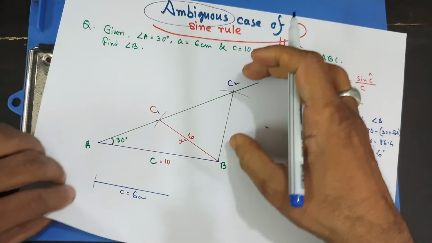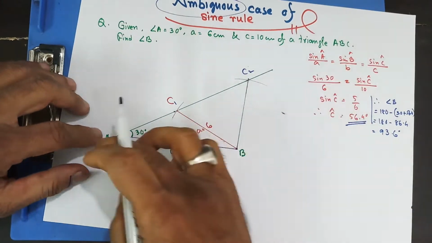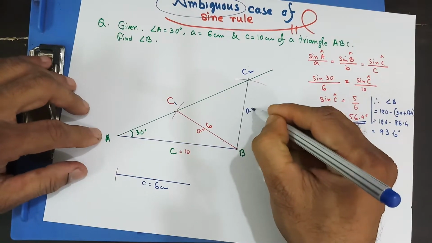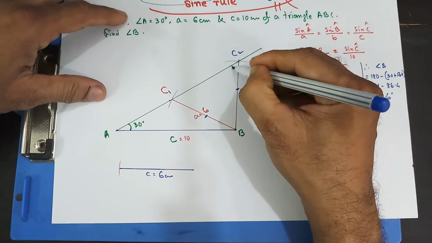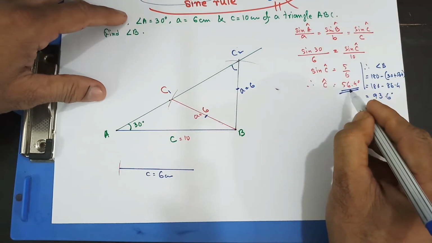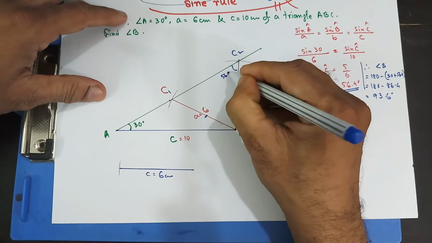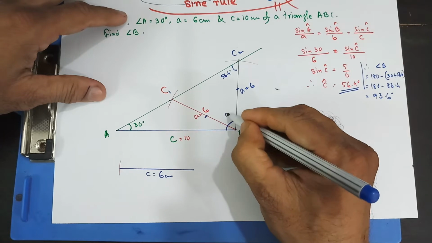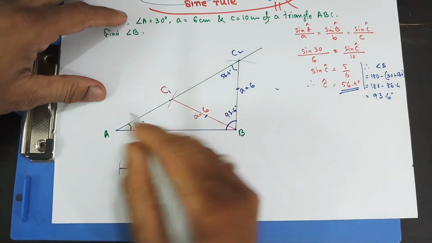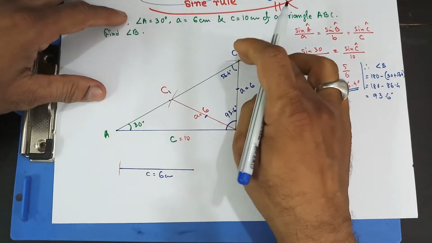If C2 is this one, then this a is going to be over here, 6. So these two are equal. Now this does look like 56.4. So this is 56.4 degrees, and this whole thing is going to be 93.6. So this is the triangle I'm looking at.